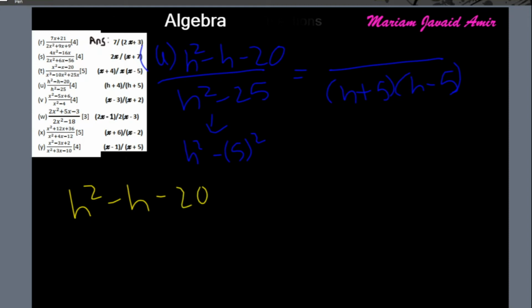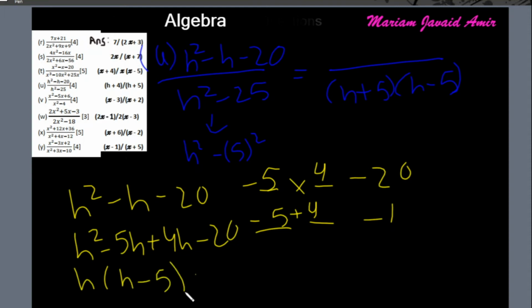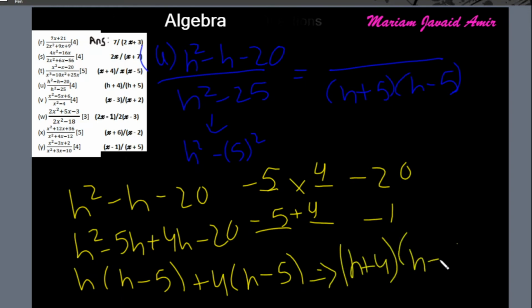So we're looking for 2 numbers which when multiplied should give us minus 20, and which when added should give us minus 1, because the coefficient of h is minus 1. So it will be minus 5 times 4 and minus 5 plus 4. So h square minus 5h plus 4h minus 20. h is common in the first two, plus 4 is common in the next two, and we're left with h plus 4 and h minus 5.